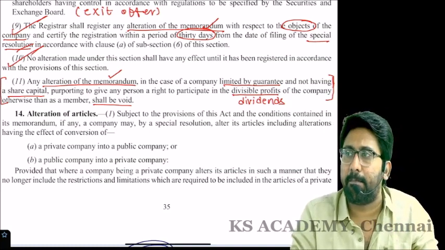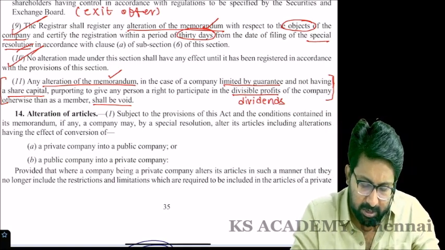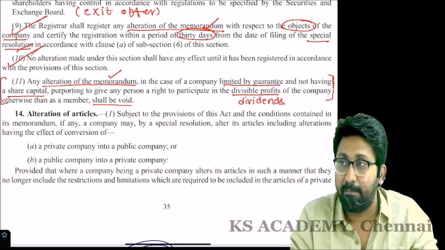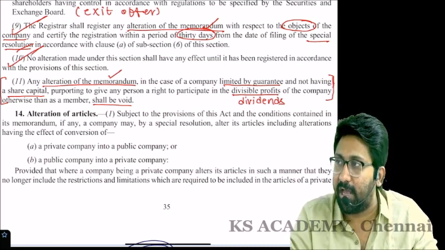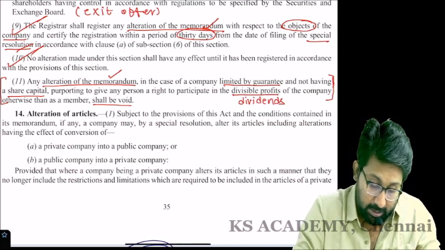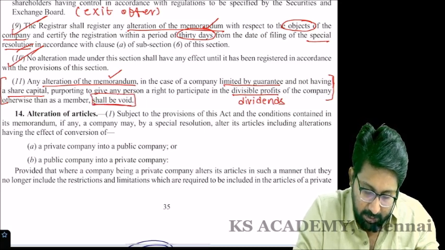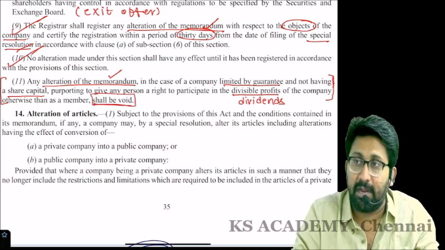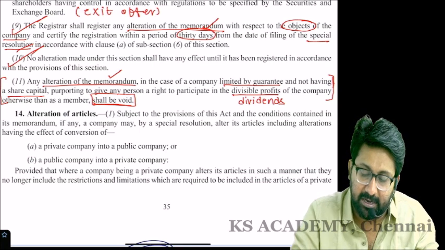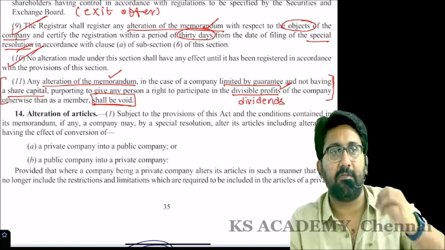The company considered is a company limited by guarantee and not having a share capital. Purporting to give any person a right to participate in the dividends of the company otherwise than as a member shall be valid or void. Means how to read this? If you observe, please listen. Any alteration of memorandum shall be void. In case of which company? Company limited by guarantee. When it gives any person a right to participate in the divisible profits of the company other than as a member. I will give you an example.